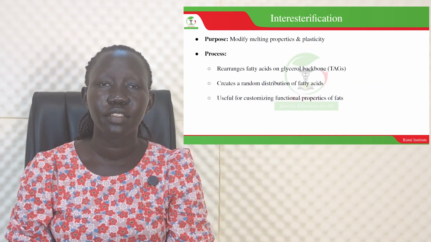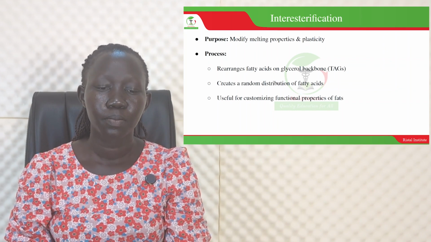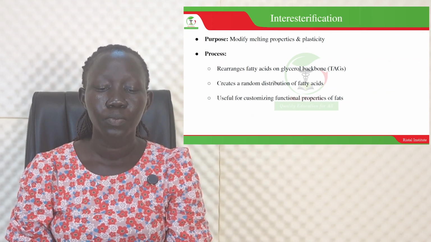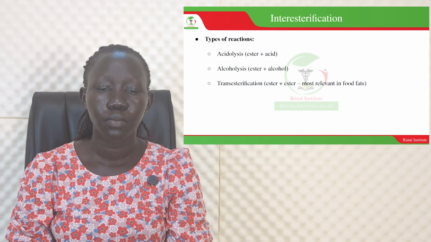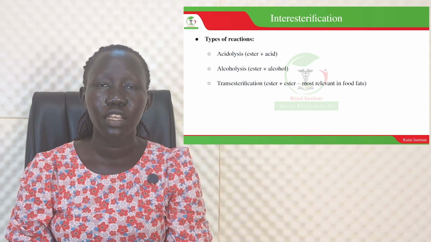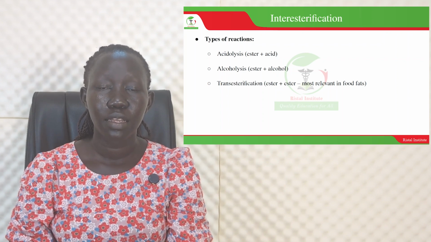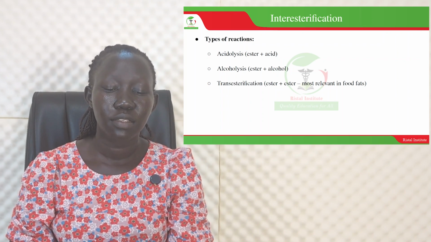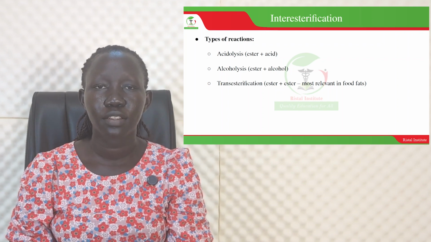The other process is interesterification. The purpose of this process is to modify melting properties and plasticity, and the process involves rearranging fatty acids on the glycerol backbone, creating a random distribution of fatty acids. This is useful for customizing functional properties of fats. The types of reactions involved in interesterification: one, acidolysis, which involves an ester and an acid; alcoholysis, involving an ester and an alcohol; and then transesterification, involving an ester and an ester, which is the most relevant in food fats.